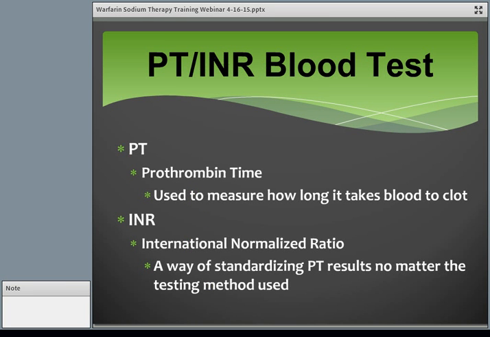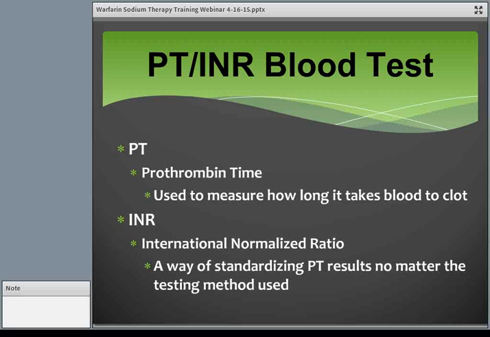When it is determined that an individual will be started on an anticoagulant medication, the HCP will order a PT-INR lab blood test and an individual-specific target INR range. The prothrombin time, or PT, measures how long it takes blood to clot and is used to monitor the effects of the anticoagulant medication or warfarin sodium.